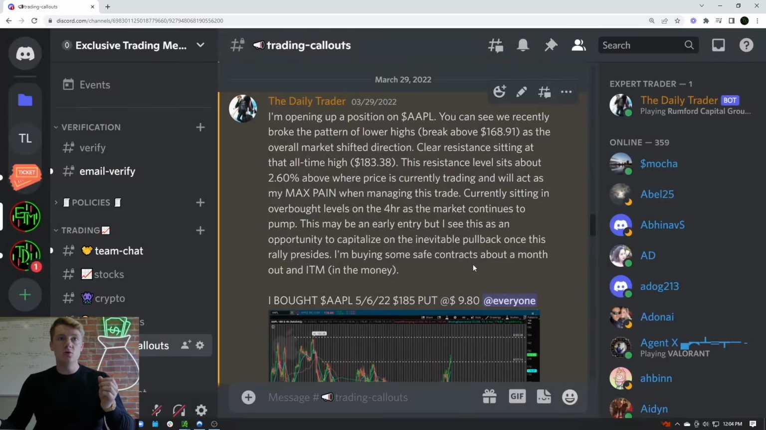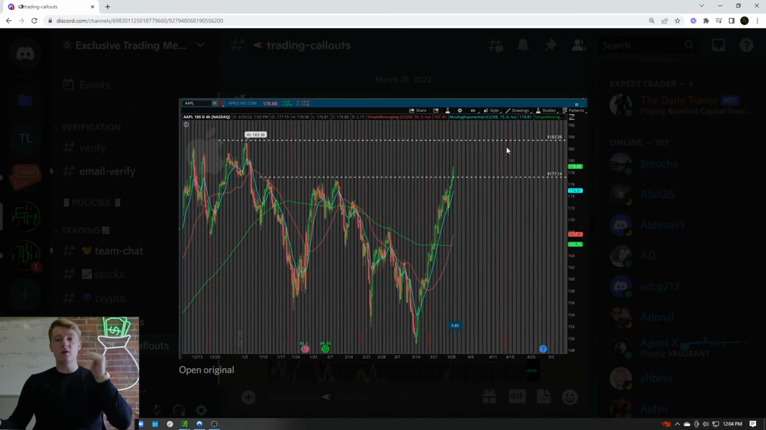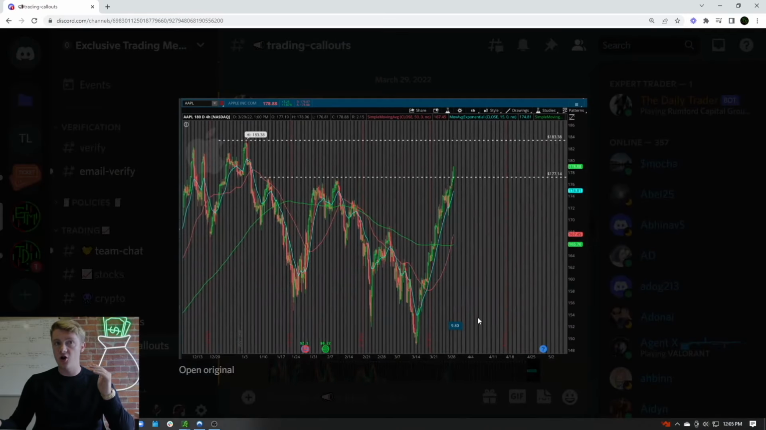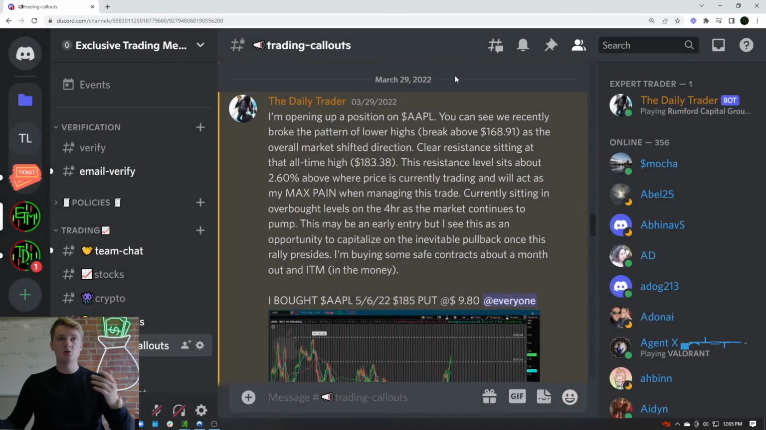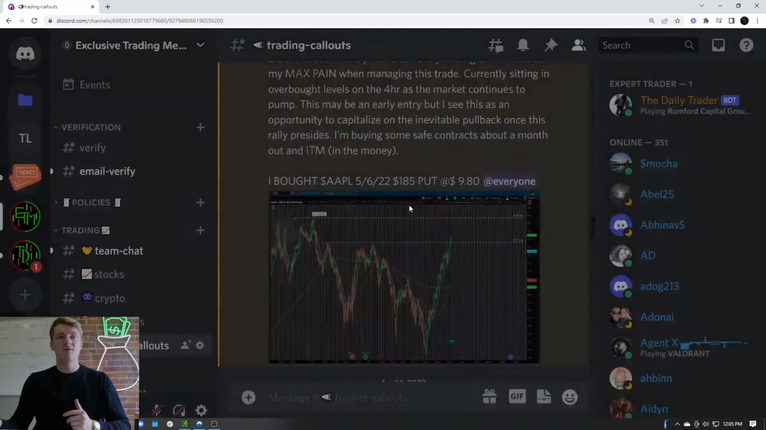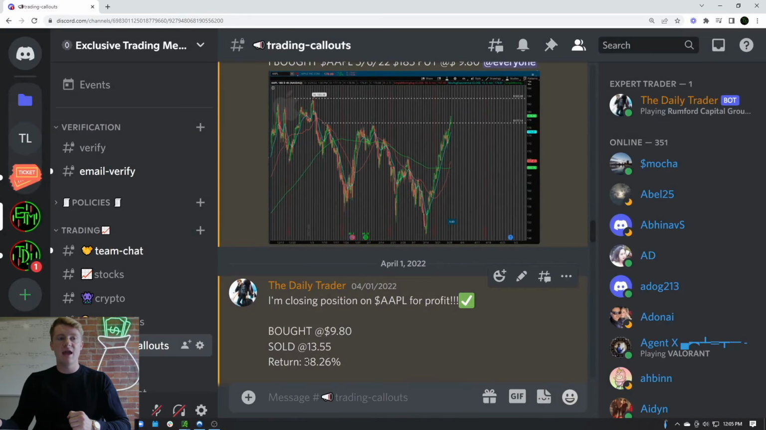Now, I knew that my max pain on this trade, my max loss, was sitting at that resistance level. So if we did break through 183.38, I would be cutting the trade for a loss. Now, that was 2.60% above where we were currently trading. So doing my calculations, looking at my risk to reward, this trade was worth taking. Okay, you always want to make sure that the trade's worth taking based off your strike rate, based off your risk to reward. So I entered this trade, got in, didn't wait for any confirmation, right? And then walked away with 38% profit.